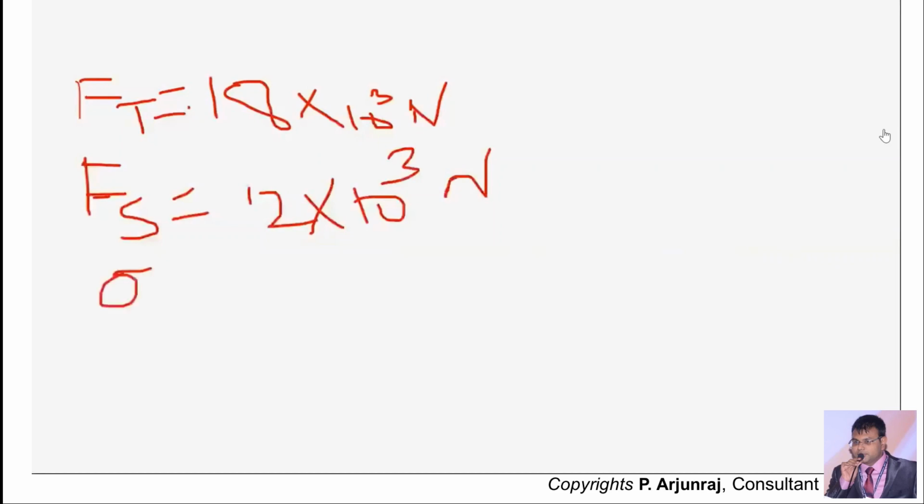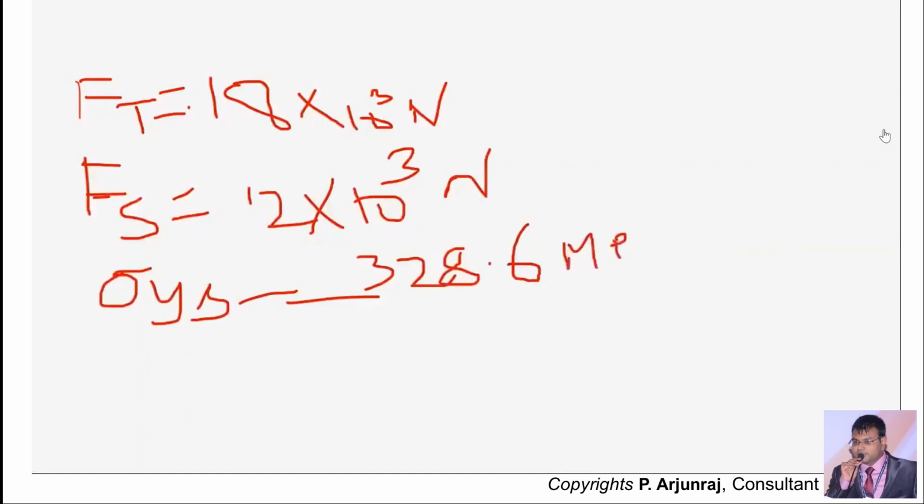Yield stress is also given. We are lucky to get directly the values. So it is going to be 328.6 MPa. And they have also given the factor of safety, which is nothing but yield stress to that of the equivalent stress. So that is 2.5.